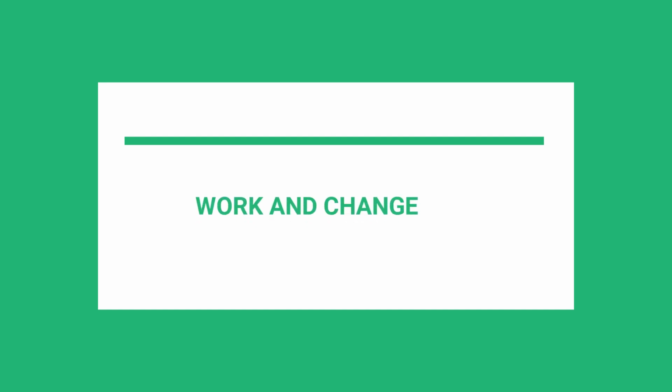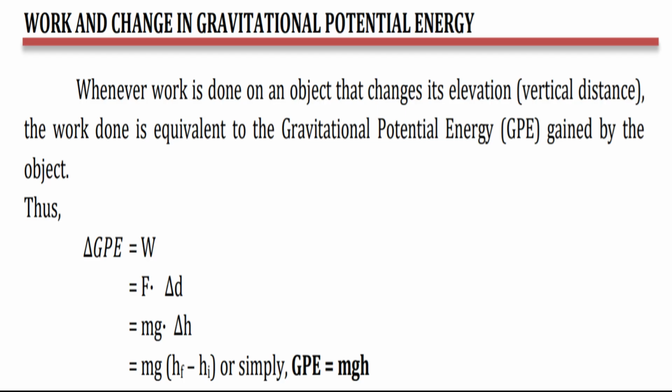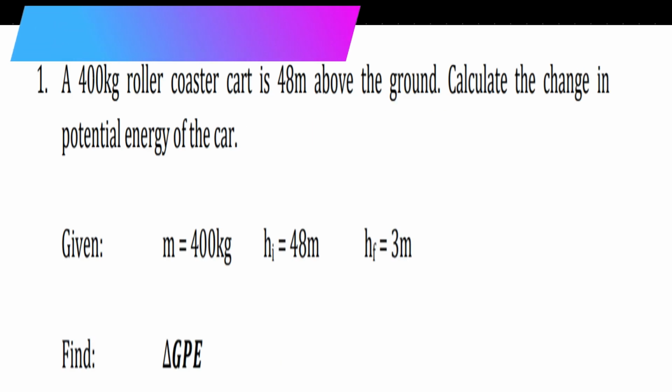Now let us proceed to work and change in gravitational potential energy. Whenever work is done on an object that changes its elevation or vertical distance, the work done is equivalent to gravitational potential energy gained by the object. Thus, change in GPE is equal to work, or it is equal to force multiplied by the change in displacement, or mg multiplied by the change in height, mg multiplied by final height minus the initial height, or simply GPE is equal to mgh. Now let us give an example.